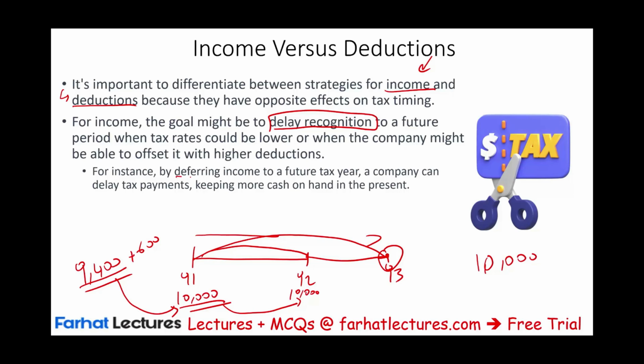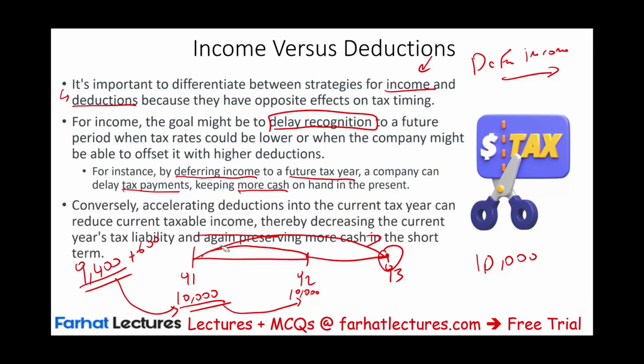For example, by deferring income to a future tax year, a company can delay the tax payment, keeping more cash on hand in the present. So, simply put, here's what you have to know. Write it down. Defer income. Now, the assumption here is your future tax rate is either the same or higher, and the time value savings are higher than the changes in tax rate. So we assume your future tax rate is the same or higher. So you would always want to defer income.